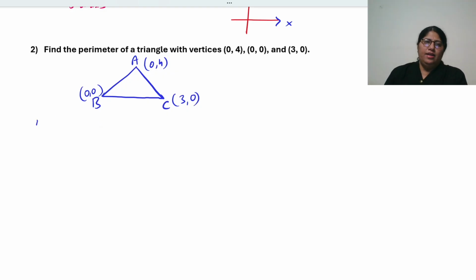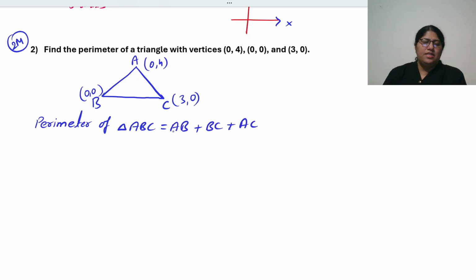Now, what is going to be the perimeter of the triangle? This kind of question can be a 2 marker or a multiple choice question also. So the perimeter of triangle ABC is nothing but the sum of all three sides: AB plus BC plus AC. That means I have to find the distances. We have to use the distance formula to find the distance between these vertices, A to B, A to C. We use the distance formula when the coordinates are given. So first let us see AB. Before that, if it is a subjective question, make sure you mention the distance formula one time.